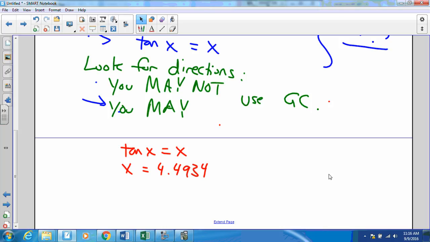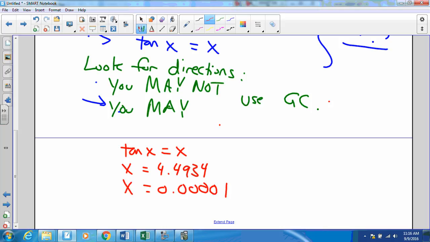So I can write this with 5 zeros, but since 4 decimal places is my standard, what am I really looking at here? What is this number really? 0, to 4 places.